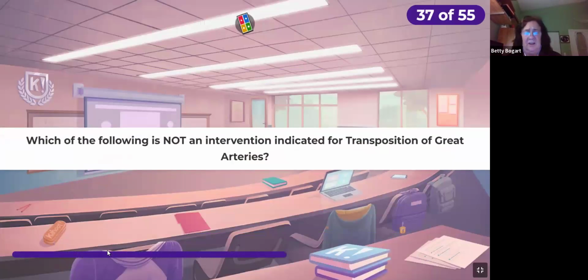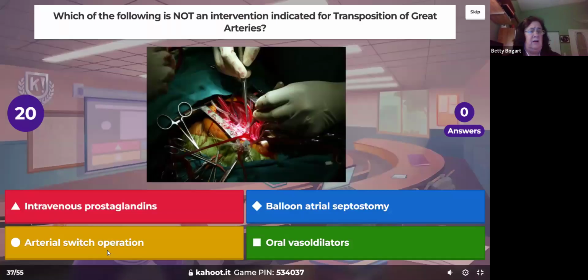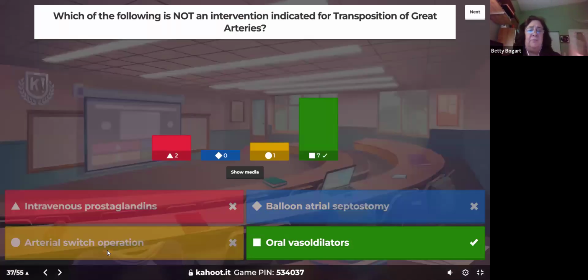So, which is not an intervention indicated for transposition of great arteries? Remember, this is extremely serious. So we know they have to be on IV prostaglandins. There's no oral anything here that will work. That atrial septostomy is where they open up that patent foramen ovale in the atrium. Remember, it's there at birth. They make it bigger to exchange oxygen. They can move oxygen from the right to the left side. And the name of the surgery they do is called an arterial switch.